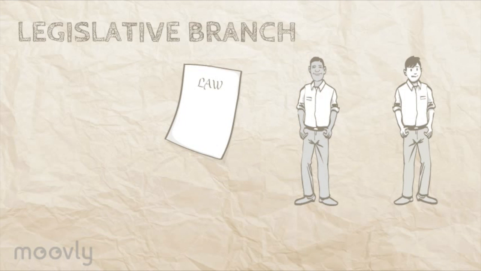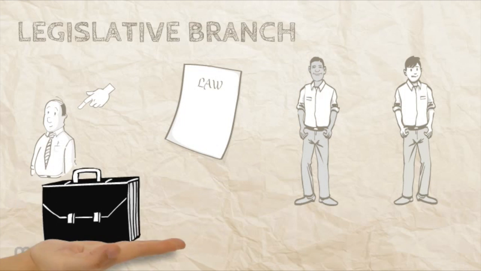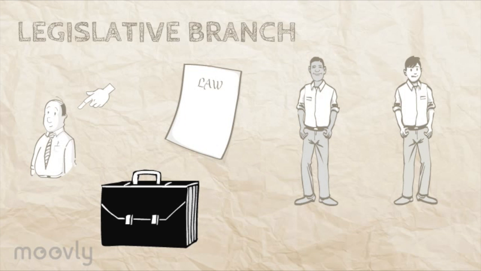The House of Representatives has the power to propose tax laws and the power to impeach the president. The Senate has the power to approve presidential appointments, ratify treaties, and conduct the trial of the president after his or her impeachment.